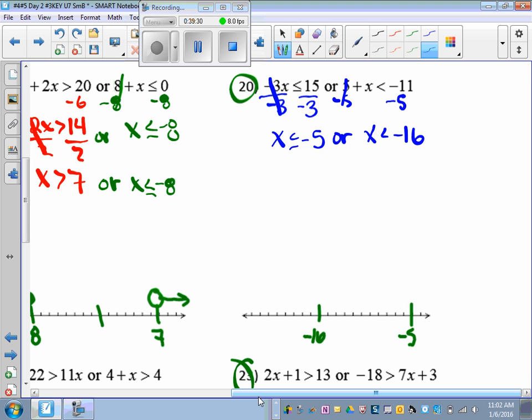Okay, so now number 20. I went through the work here, but then when I went to graph it, I saw x was less than -16, and I also had x was less than or equal to -5. That would give me 2 arrows in the same direction, which we've never encountered. So can anyone find what my mistake was here?